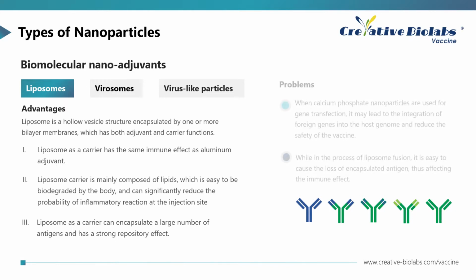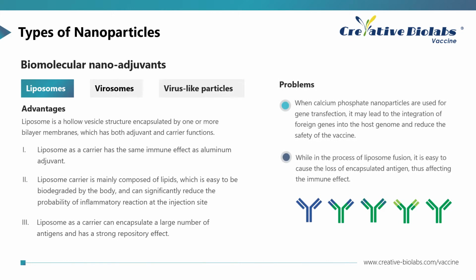However, there are still some unsolved problems in liposomes as adjuvants. For example, in the process of encapsulating antigens, small liposomes tend to fuse into large liposomes, to form a stable state. While in the process of liposome fusion, it is easy to cause the loss of encapsulated antigen, thus affecting the immune effect.